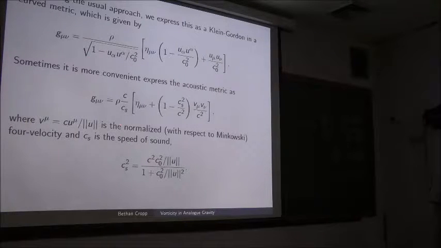You can cast this in a slightly more convenient way to express this in terms of a velocity normalized with respect to the background Minkowski metric. And here you've got the speed of sound coming in. So this is what you would get if you take, say, a relativistic perfect fluid and do the equations for that as well.